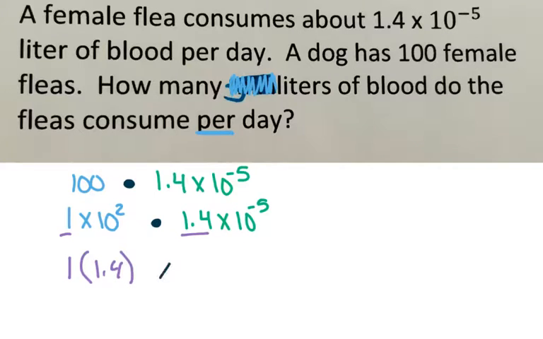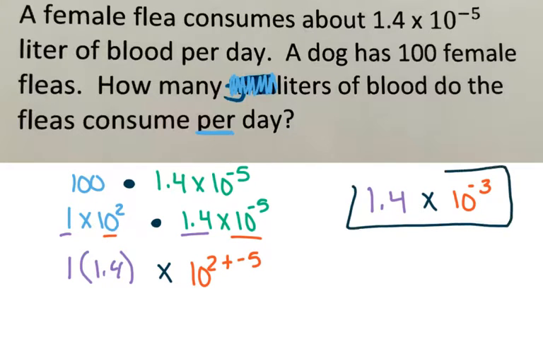And we'll have times, and we need to add exponents. So I'm looking at my exponents here. So I have 10, 2 plus -5. Well, 1 times 1 and 4/10 is just 1 and 4/10. And when I add 2 and -5, I get -3. So the answer to this word problem should be 1 and 4/10 times 10 to the -3.